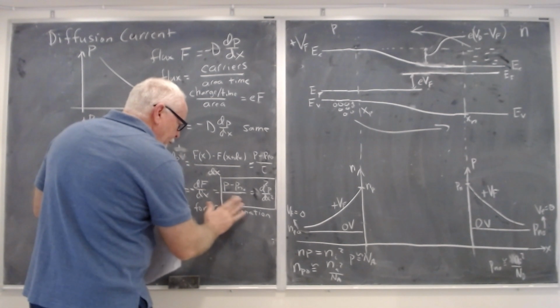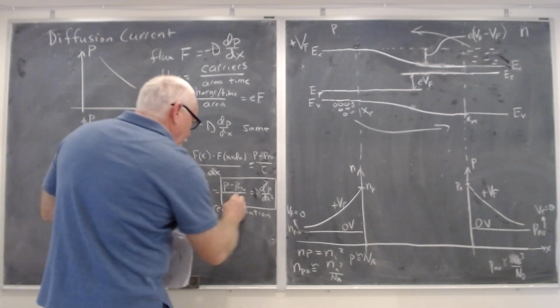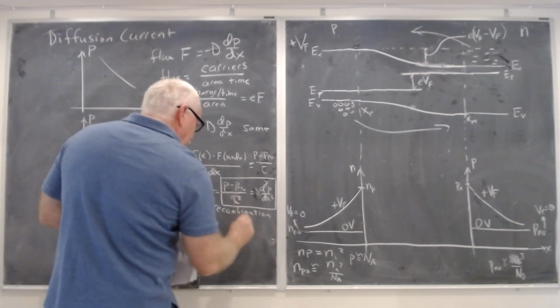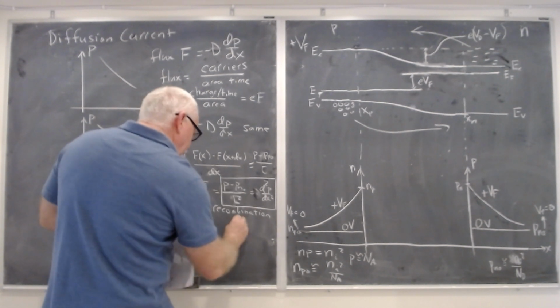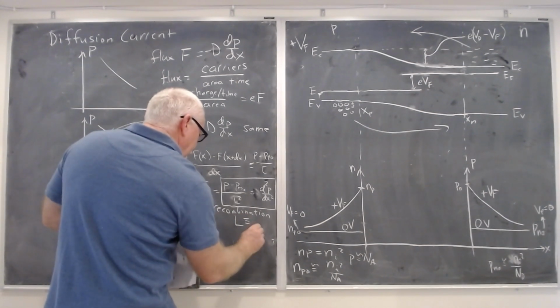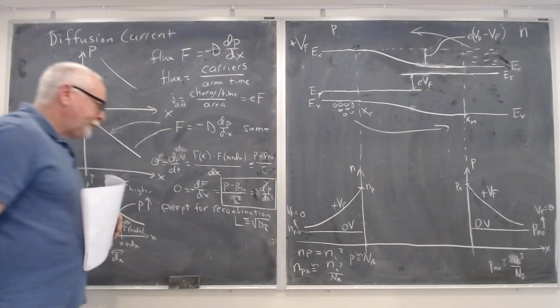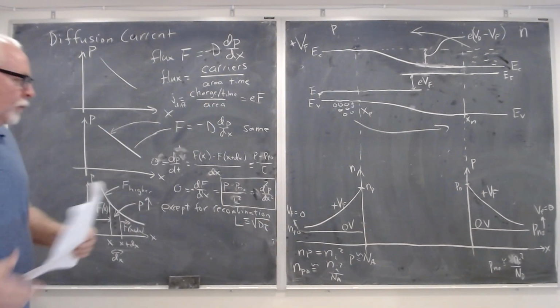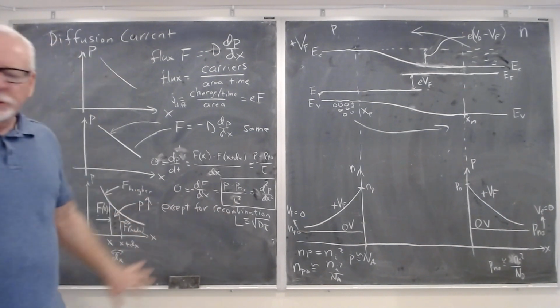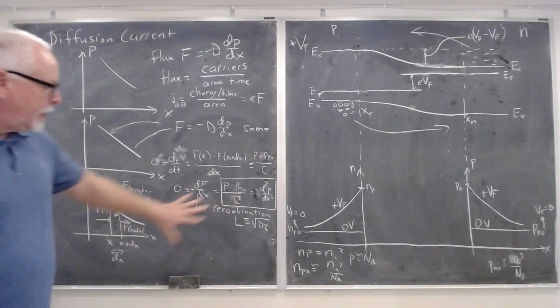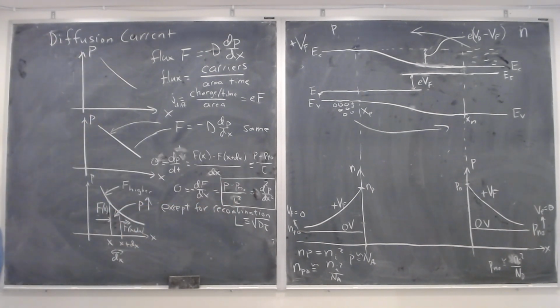What you do is you put L squared there, where L is defined to be the square root of D tau. And L is sometimes called the diffusion length, and so it makes everything very simple.